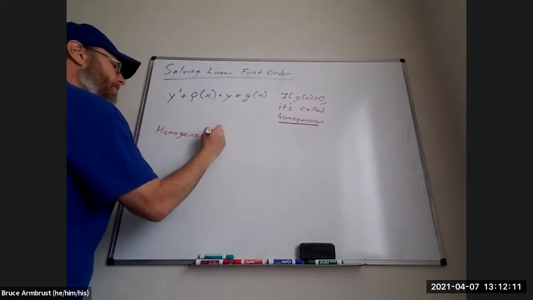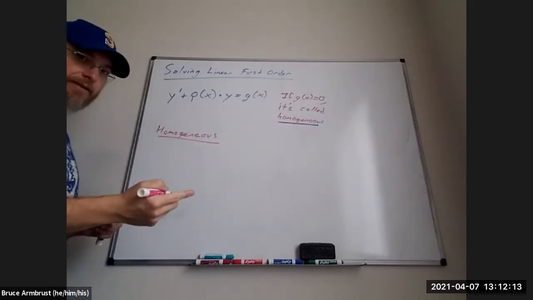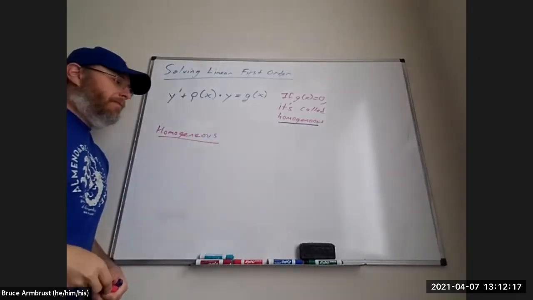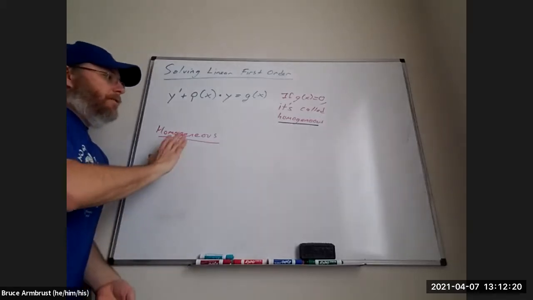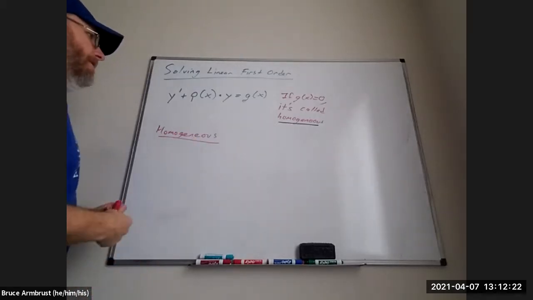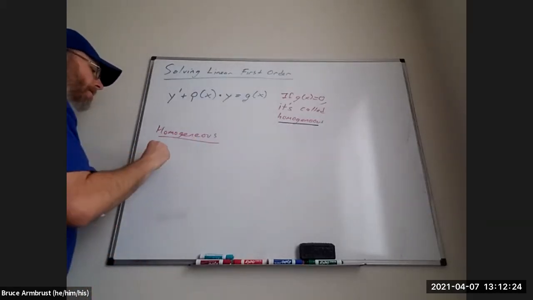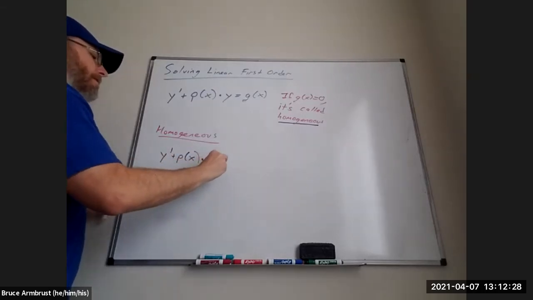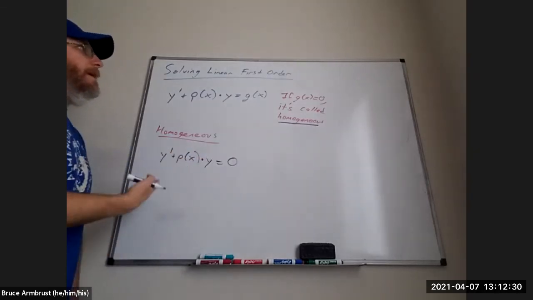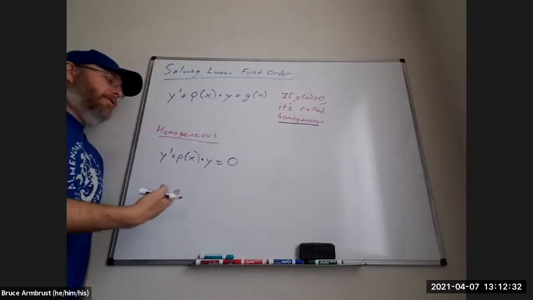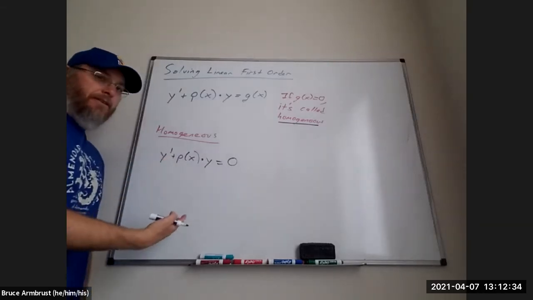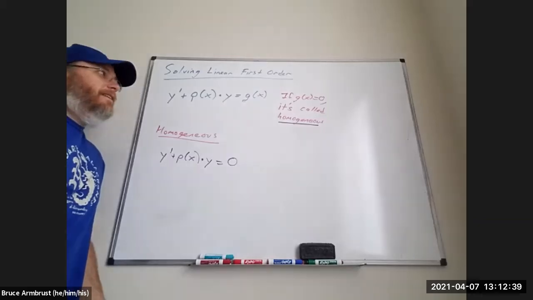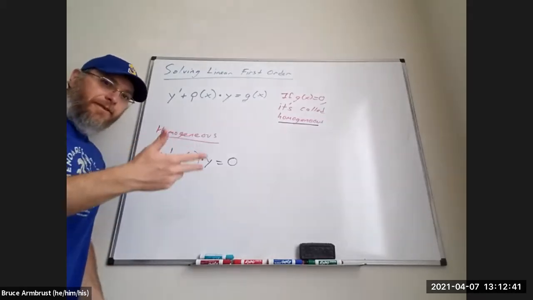And once we get comfortable with the process for solving the homogeneous, then we'll move to the non-homogeneous. All right, so if we're looking at the homogeneous, we've got y prime plus p of x times y equals 0. This is what a linear first order homogeneous differential equation looks like. Do we have any more descriptors on that? Linear first order homogeneous.